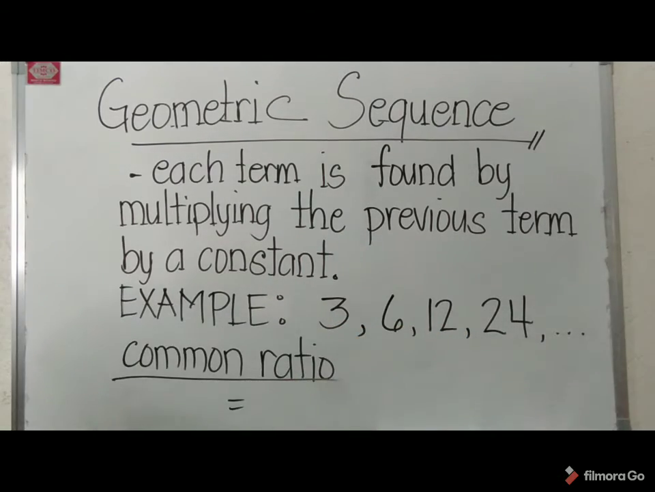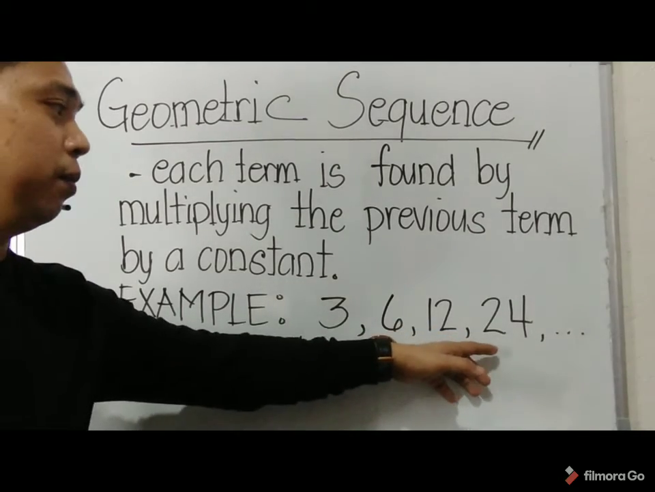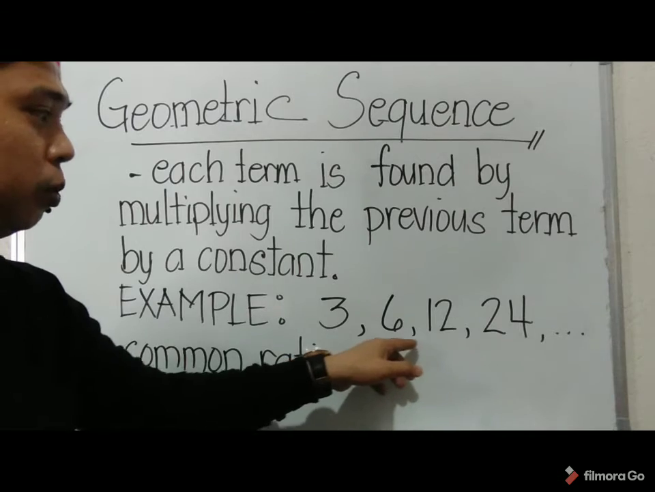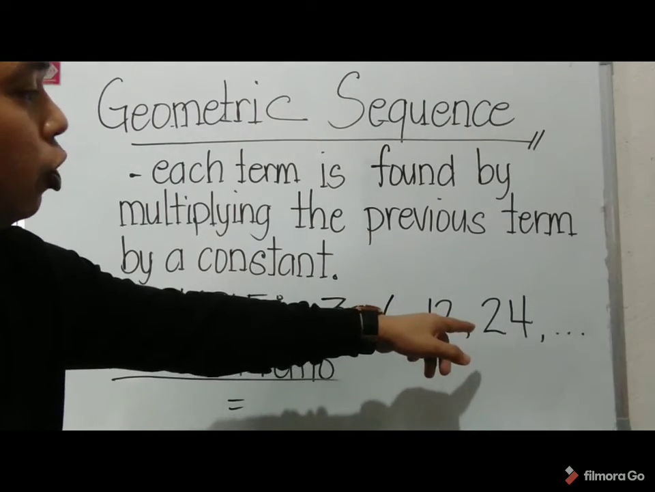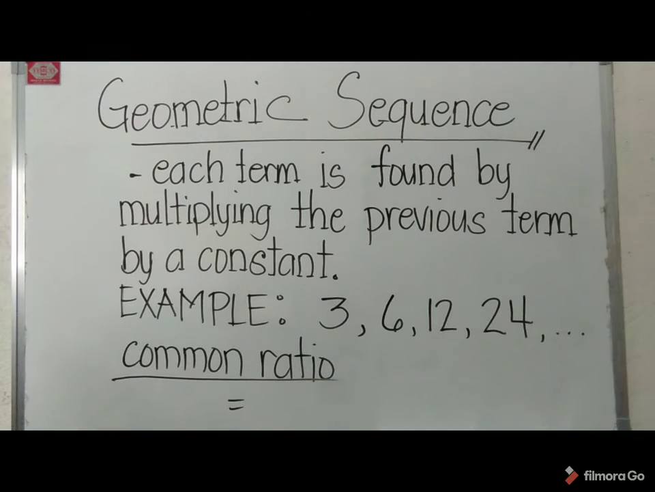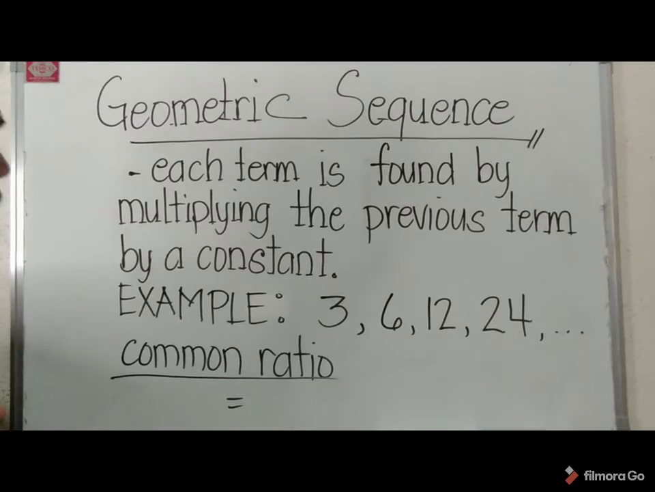So, sa pattern natin na ito, malalaman natin ang sunod sa 24. Kung nag-multiply tayo ng 2 sa lahat ng ito, ibig sabihin pala, yung sunod nating term sa 24 ay 24 times 2 is equal to 48. Ngayon, class, yung 2 na tinatawag natin dito ay common ratio.